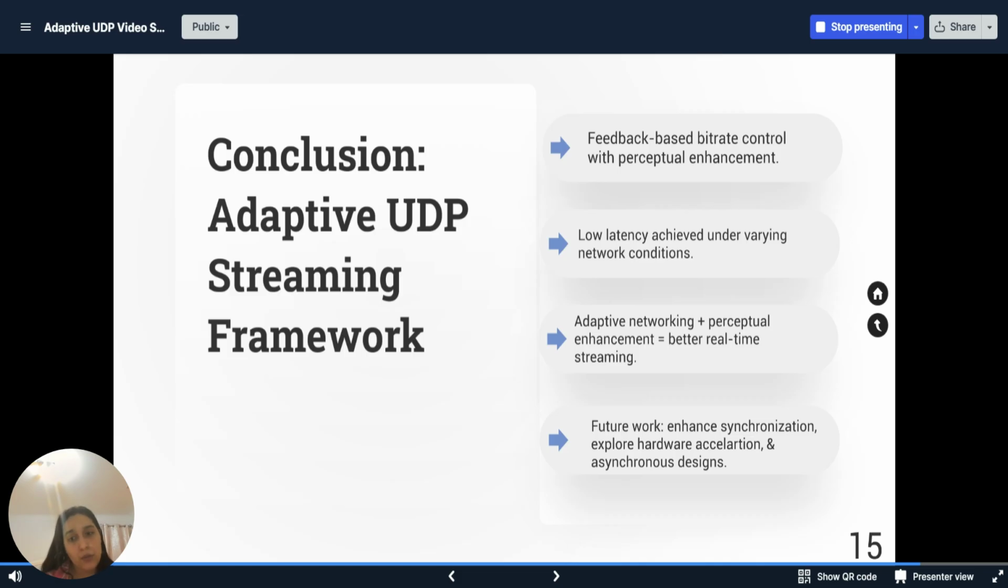Probably future work would focus on synchronization, especially of the time between the 2 machines, and then maybe explore hardware acceleration, how the GPU affects the work, especially when we use the 2 machines. We can see the CPU-bound one. And an asynchronous design, because right now we have a serial design where things move serially, but if we have a parallel design, that would probably lower the processing time.